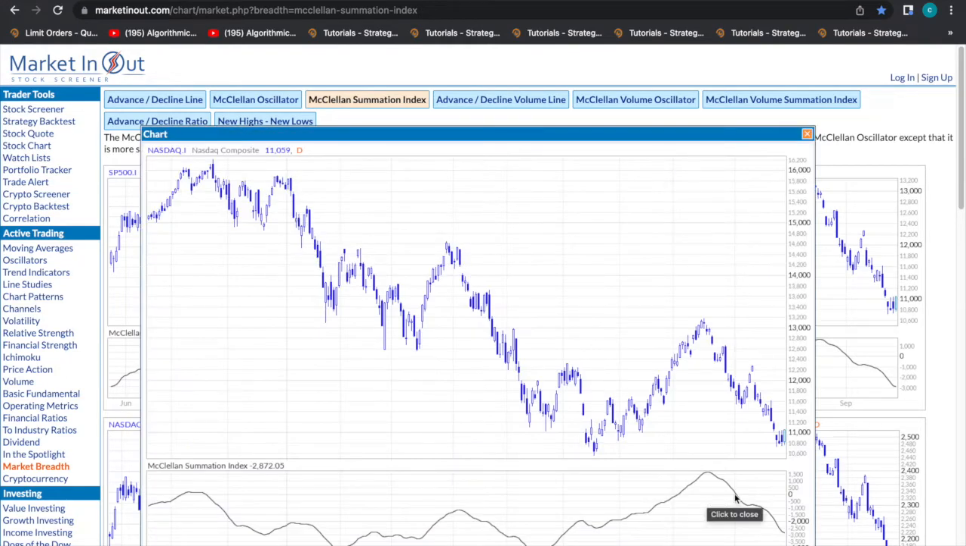And then again, the Nasdaq. We're seeing the same thing. This one, we're not at the lows yet, but we're getting very near them, and we're getting very negative on the Summation Index, right?